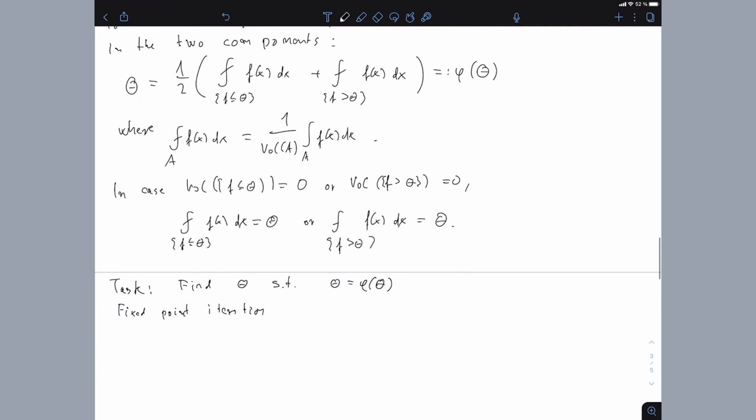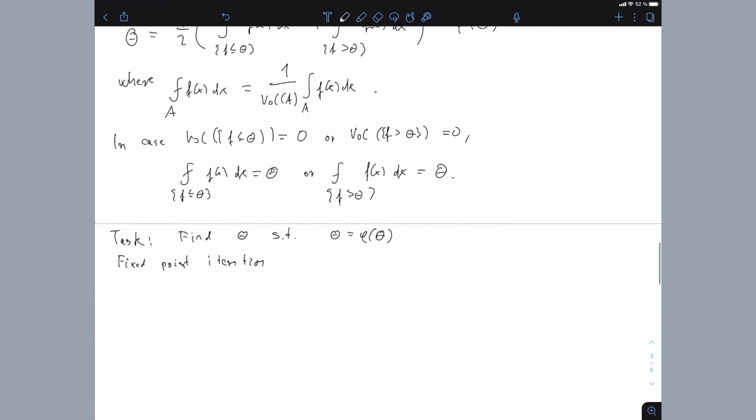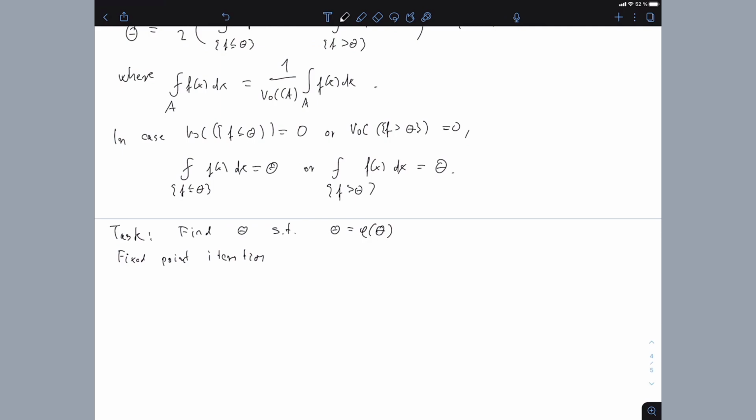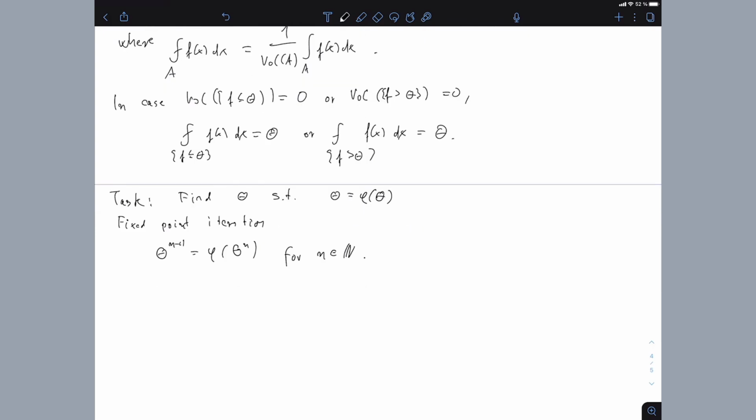So in any case, now let's do this fixed point iteration. Theta n plus 1 equals phi of theta n, for n, with some initial value.